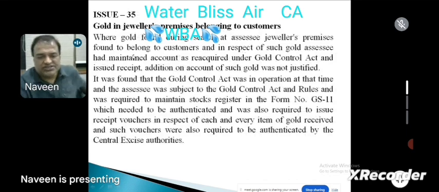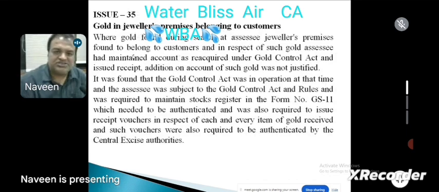Now this is another interesting issue. Gold in the jeweller's premises belonging to customers. Gold found during the search at the assessee's jeweller premises was found to belong to customers. In respect of such gold, the assessee has maintained a control account as required under the Gold Control Act.